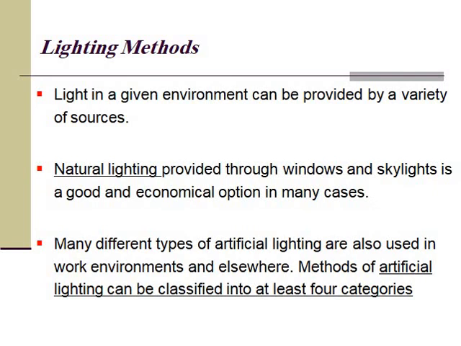Light in any work environment can be provided by different sources. We have natural lighting that could be provided through windows and skylights, which is a very good and economical option. We have many different types of artificial lighting also used in work environments. So basically, methods of artificial lighting can be classified into 4 categories.